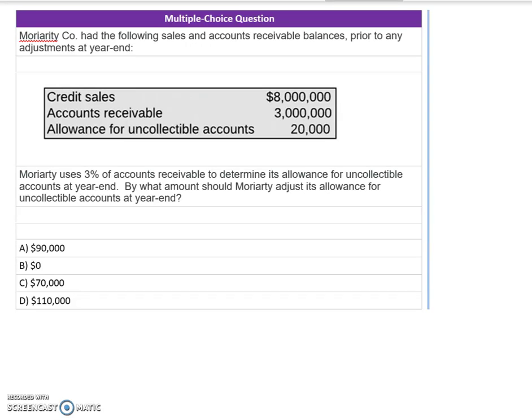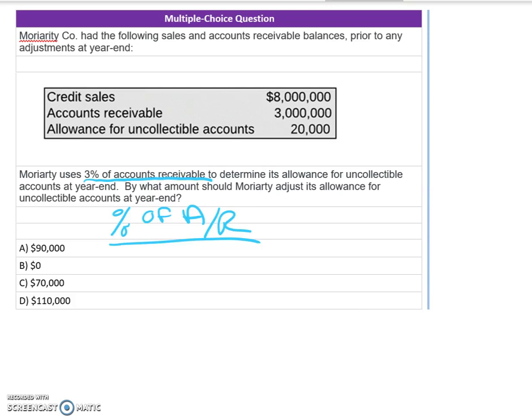So what we're determining here is going to be our current year bad debt expense. If we take a look at this, we see that the company is using 3% of accounts receivable to determine its allowance for uncollectible accounts. So this is going to be the percentage of accounts receivable method, and we can assume that because it's saying that it's using 3% of accounts receivable to determine that allowance.